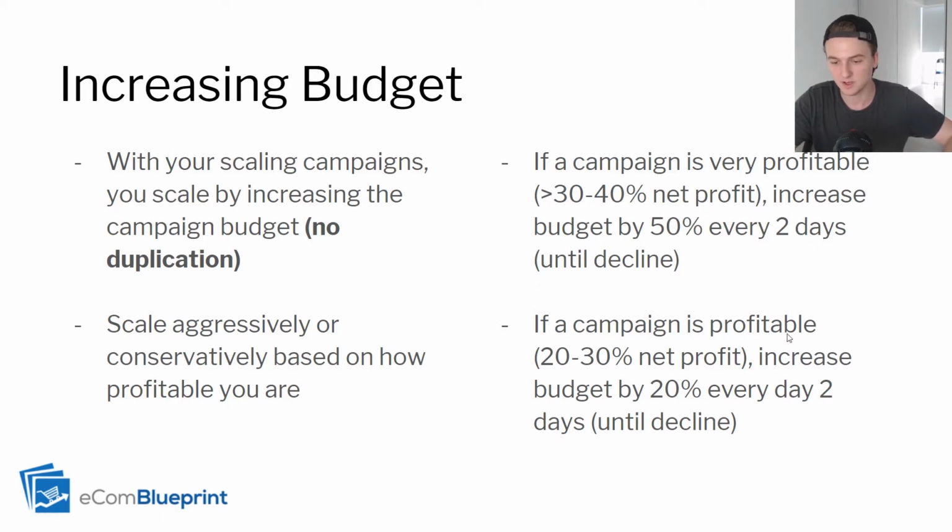If the campaign is profitable, 20 to 30% net profit, then you want to increase by 20% every 2 days. This is a more conservative approach, right? Your profit is good, but it's not that crazy, so you don't want to risk messing it up. You're going to take a conservative approach to scaling, just increase it 20% every 2 days.